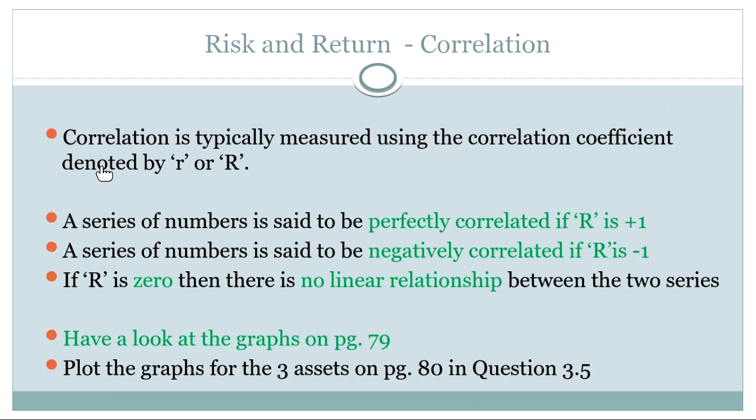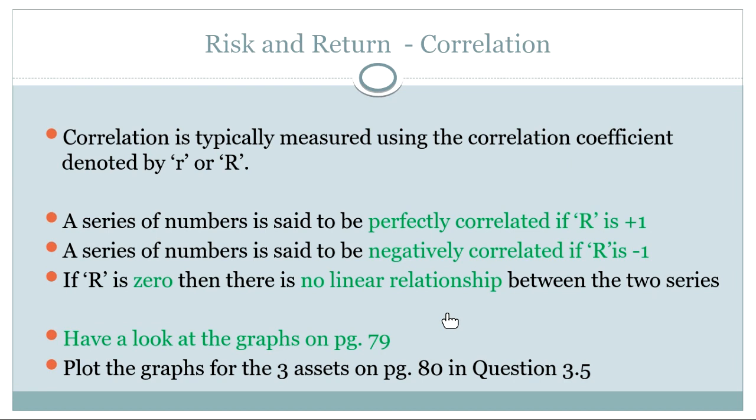Okay, correlation is typically measured using a correlation coefficient denoted by R. You can read that for interest's sake, but you're not going to be tested on that. And you can have a look at the graphs on page 79, that part at the bottom there. That's a graphic illustration of positive and negative correlation. And if you can visualize that, then that will really help you to understand that.